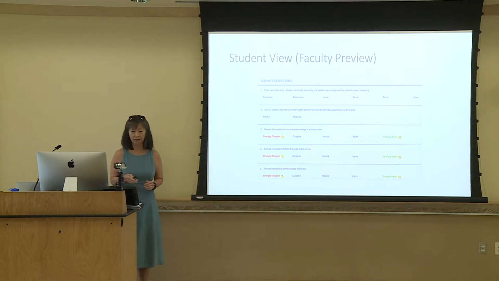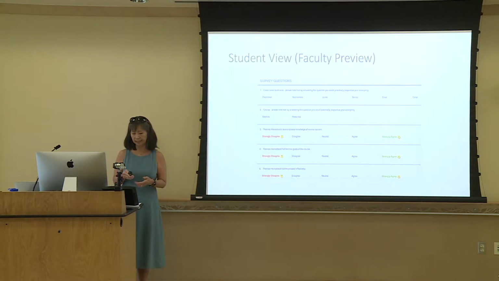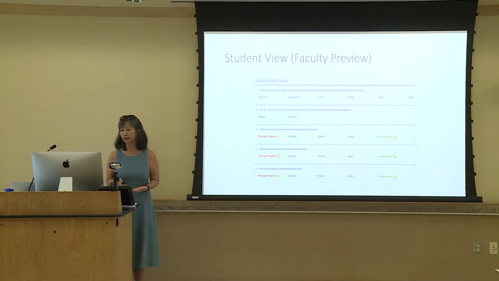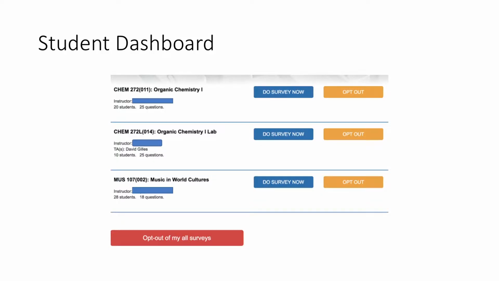So then there's the student view. As I said, we wanted to provide this so that you could reorder and change things. When the student goes in, this is what they would see: here are the courses that you're signed up for, and you can do the survey now, or you can opt out of the survey.